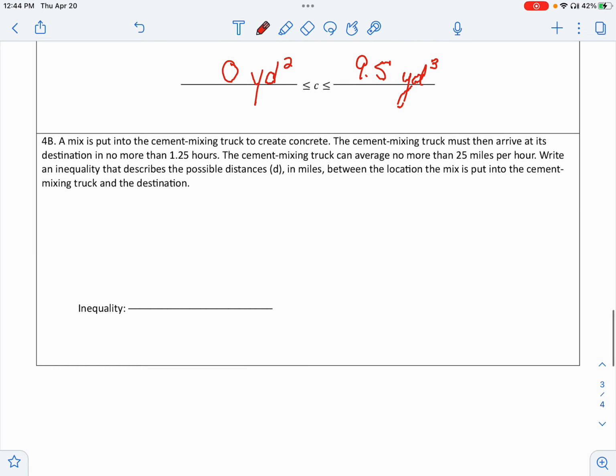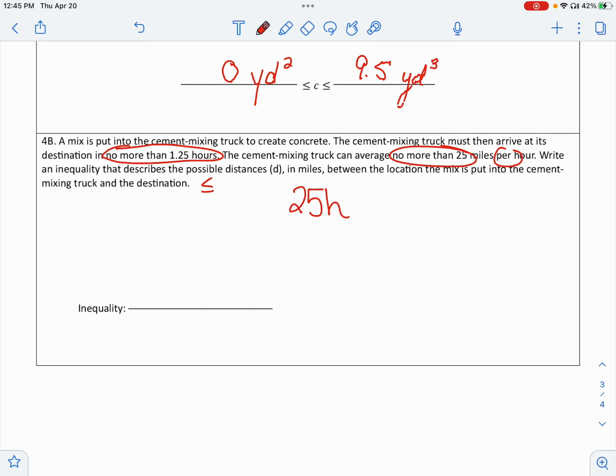Part B. The cement mixing truck must then arrive at its destination no more than 1.25 hours. So it has to be less than or equal to. The cement mixing truck can average no more than 25 miles every hour. That sounds like a slope. Write an inequality that describes the possible distances between the location the mix is put into the cement mixing truck and the destination. Holy cow, that is a mouthful. But I do see that word per. So it's going to be 25 miles per hour. I like that. And I can go no more than 1.25 hours.